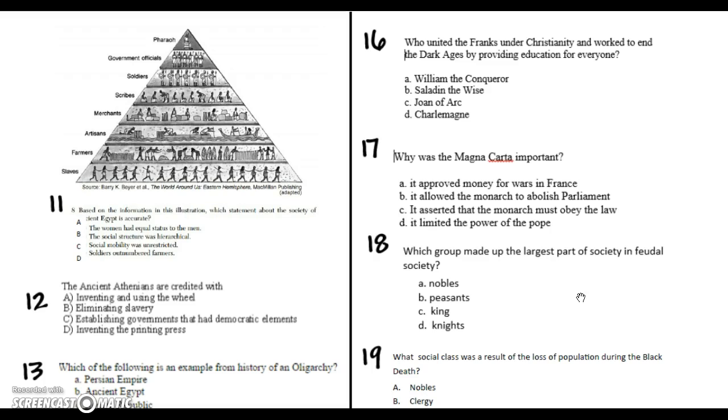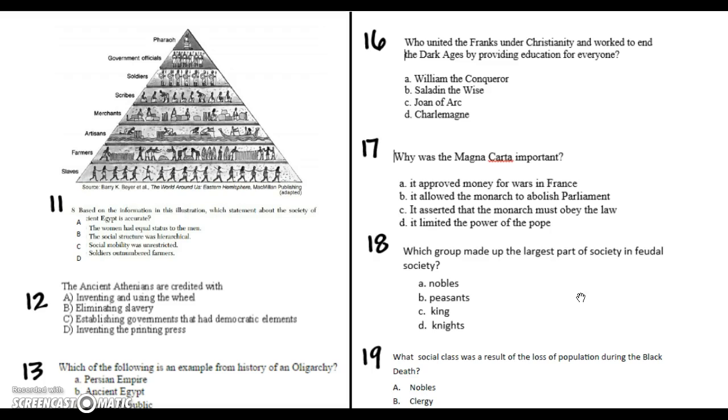Number 17. Why was the Magna Carta important? A. It approved money for wars in France. B. It allowed the monarch to abolish Parliament. C. It asserted that the monarch must obey the law. D. It limited the power of the Pope.